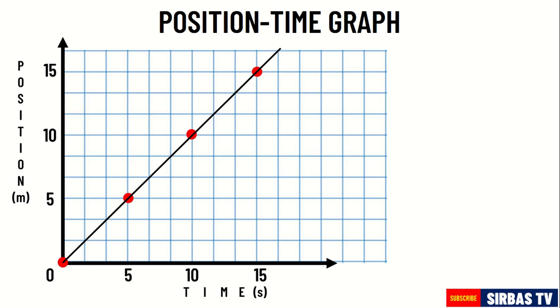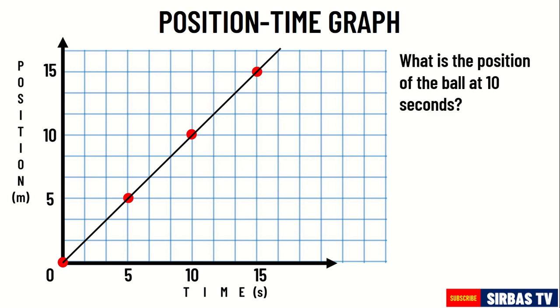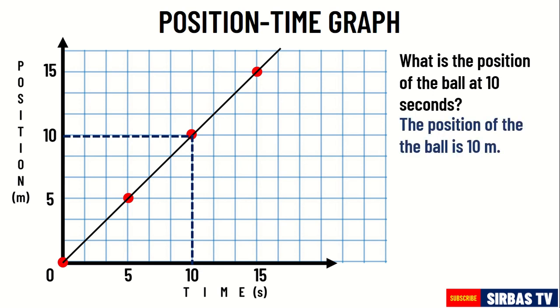For example, if you are asked to find the position of the object at 10 seconds, all you need to do is to find the point along the diagonal line where the vertical line at the 10-second mark intersects. Then, find the horizontal line from that point of intersection that will cross the y-axis, which is the position axis. This will give you the position of the ball at 10 meters.